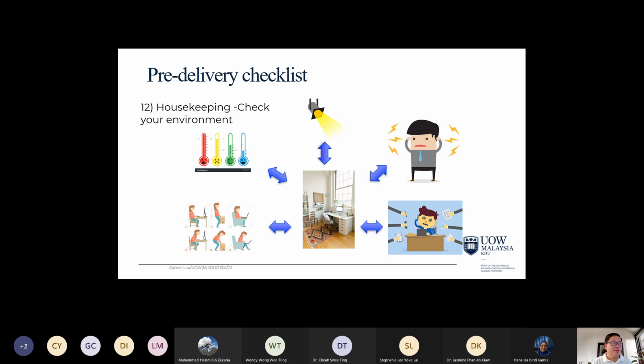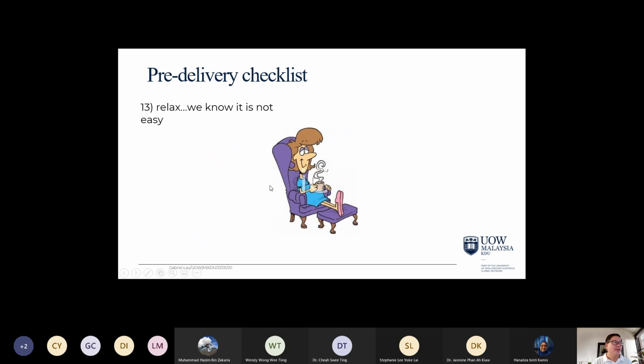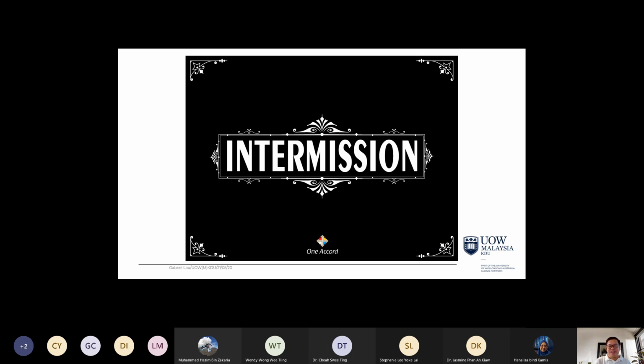And the final one, number 13. I like number 13. Relax. It's not going to be easy. We know it's not going to be easy, but you need to relax. And the show must go on. The show must go on. The lesson must go on. But you need to be relaxed in your own environment to ensure that both parties, or everybody, benefits from it. Ta-da! So that is the 13.